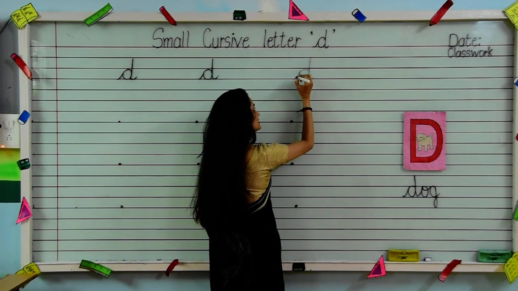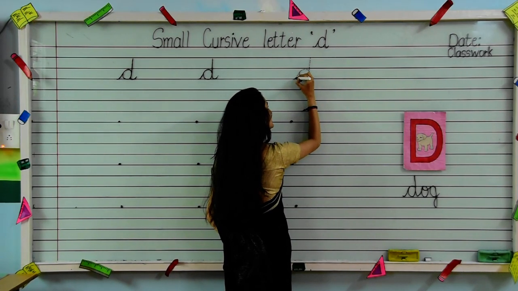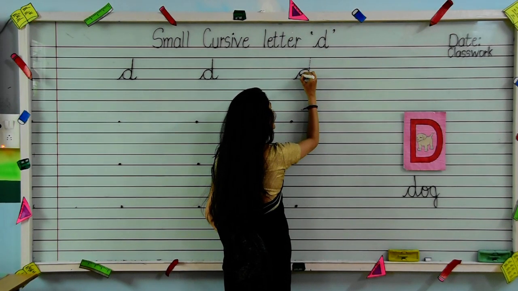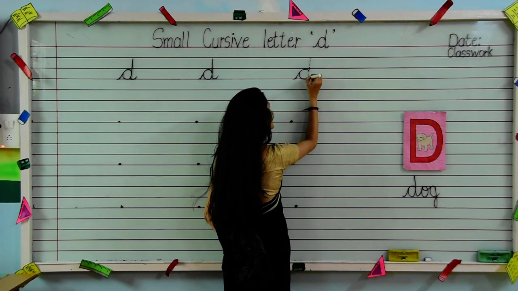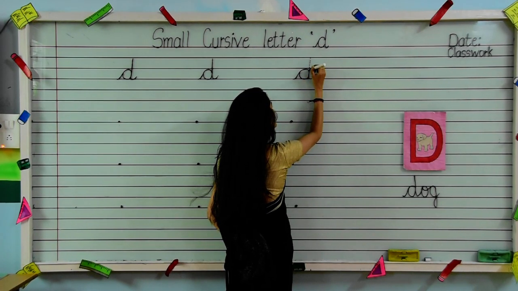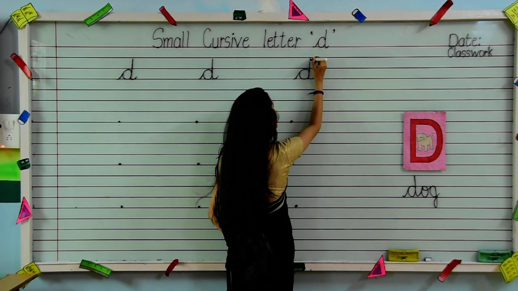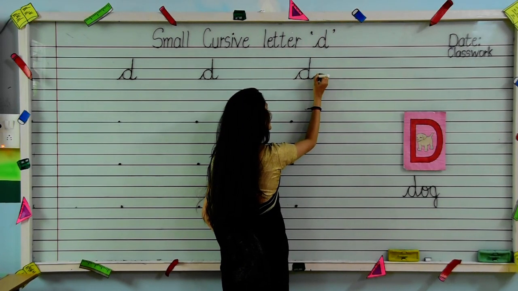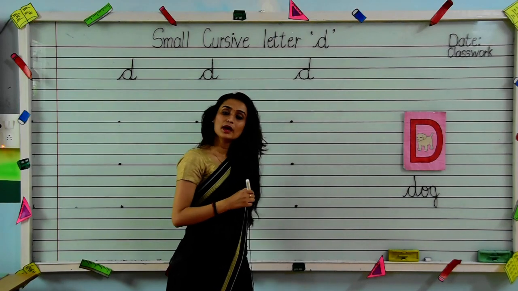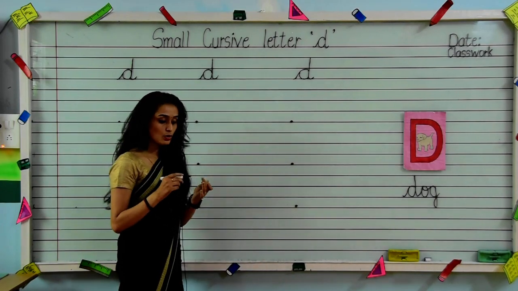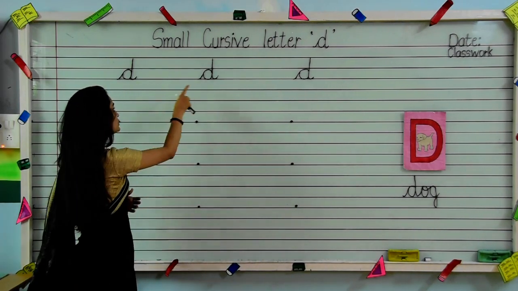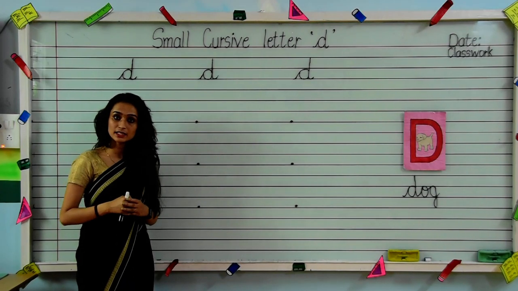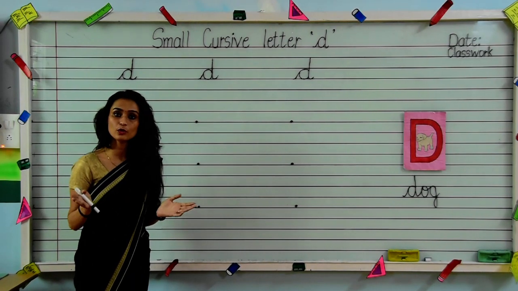Okay, let's see once again. Slanting line up, make a curve, come back, make a circle, go up straight till the first line, come down, make a standing line and a tail like this. Very good, my dear kids. So like this you have to trace small cursive letter D on page number 14.